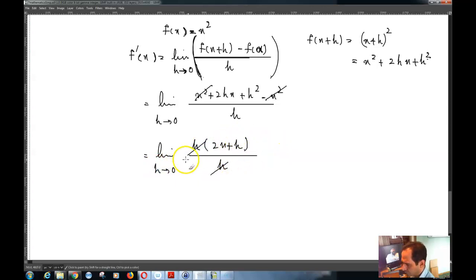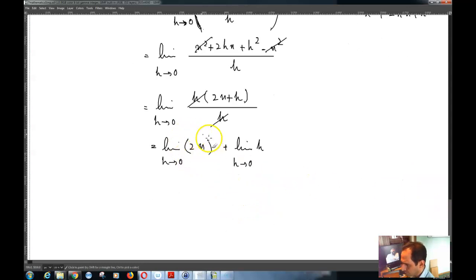And so in the limit, you will get the limit of 2x as h tends to 0, plus the limit of h as h tends to 0. Of course, this is going to be equal to 0, and this is going to be equal to 2x because h is simply not present here. So this is going to be 2x plus 0, which is equal to 2x.